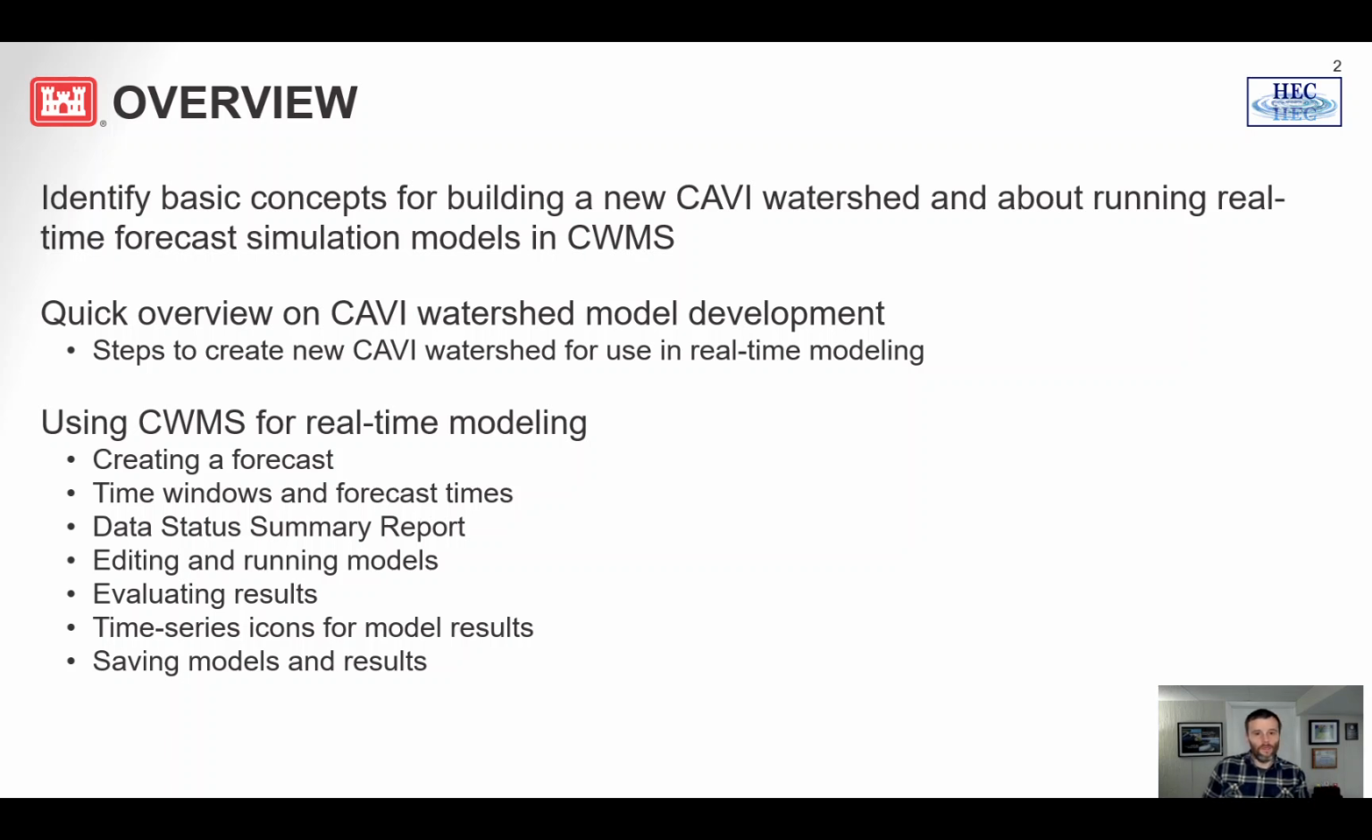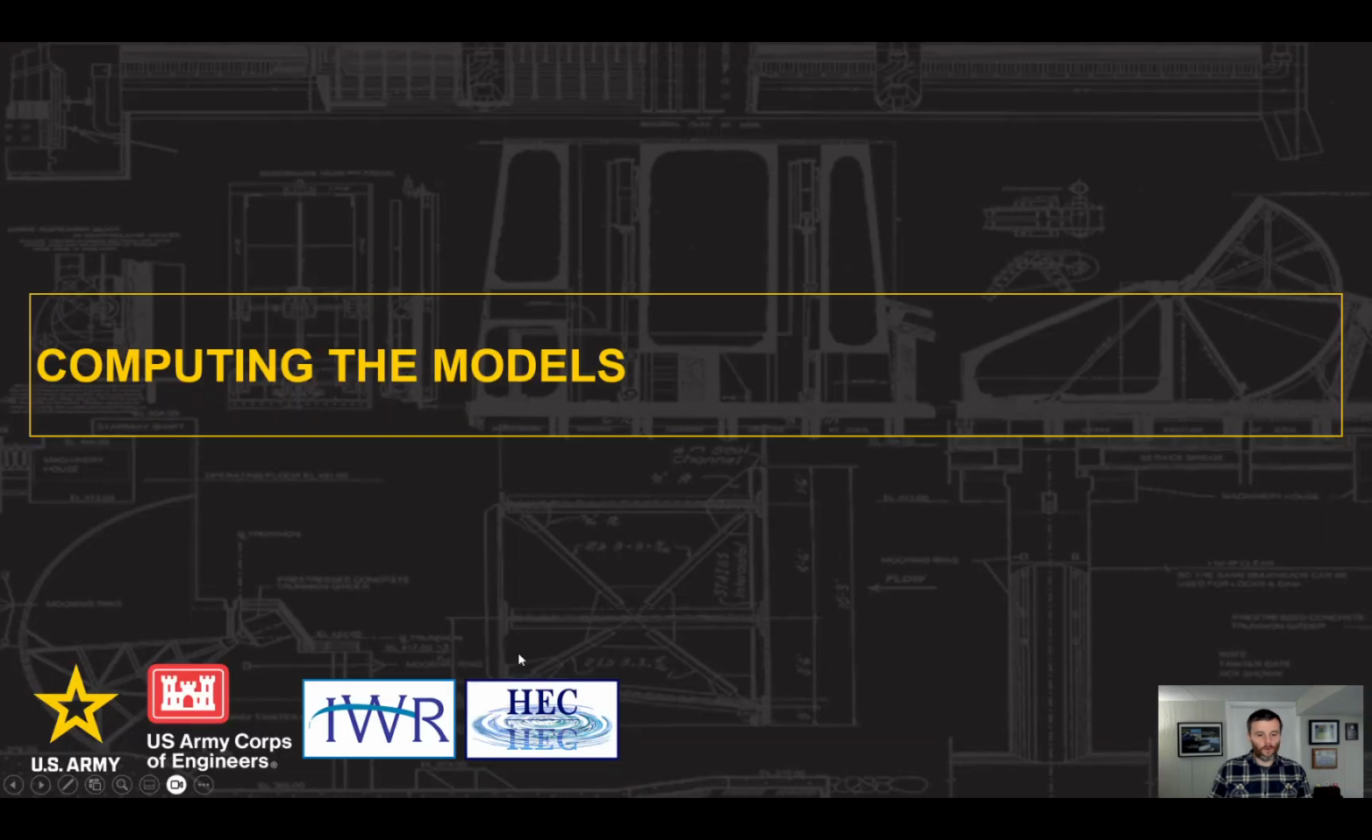We're covering the basics for making new cavity watersheds for running in real-time forecast simulations. We've gone through a quick crash course on how to set up a cavity for use in real-time modeling. We've also covered creating a forecast, setting time windows and forecast times, and we've gone through the data status summary report. And so now we're going to go through editing and running models and viewing results within this presentation. And then we'll also look at time series icons and model results and saving models and results farther down the road. So let's talk about computing the models themselves.